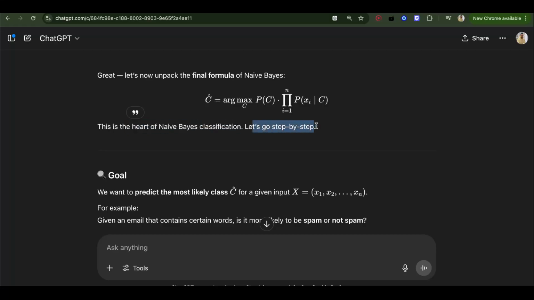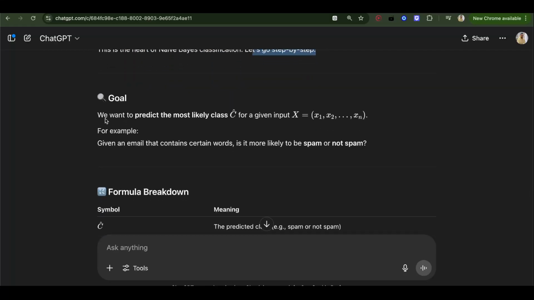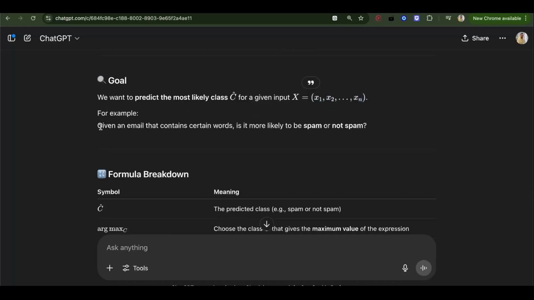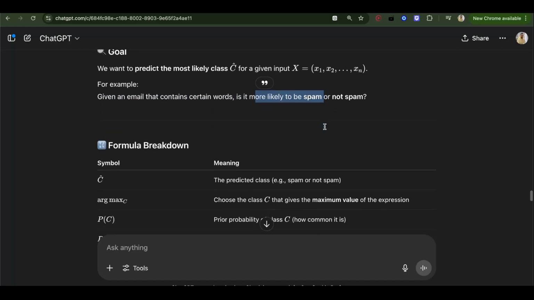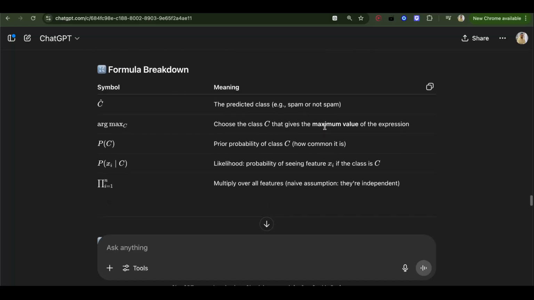Let's go step by step. Goal: we want to predict the most likely class C for a given input. X is these words. So let's say we have these words here. For example, given an email that contains certain words, is it more likely to be spam or not spam? So let's see this C, the predicted class, spam or not spam. Argmax C: choose the class C that gives the maximum value of the expression.